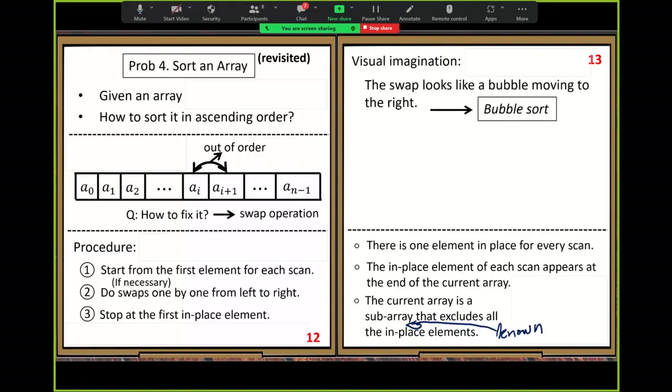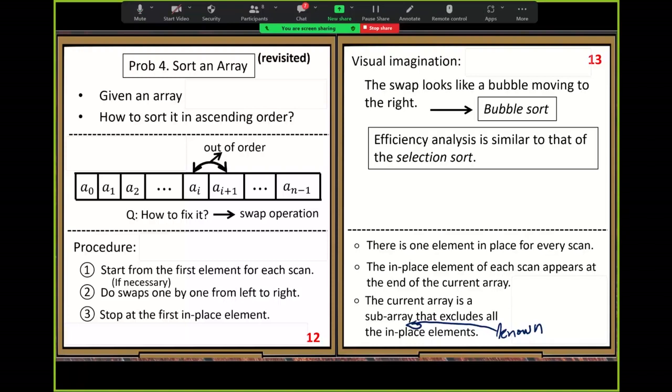Then, after we get the solution, we want to count the number of comparisons. How many comparisons do we need? The efficiency analysis is similar to that of the selection sort, because we consider all the possible pairs. So you can count the number of comparisons the same as in the selection sort.